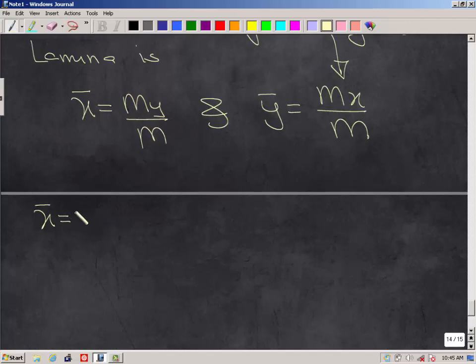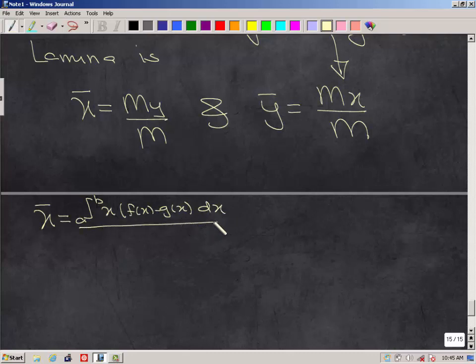So x bar is just going to end up being the integral from a to b of x times f of x minus g of x dx, divided by the mass. The mass is given by the integral from a to b of f of x minus g of x dx. If you notice, the deltas that were in the front cancel from the top and the bottom.